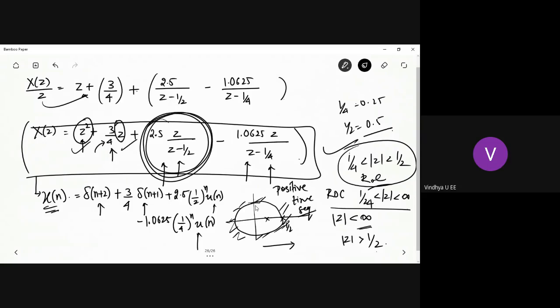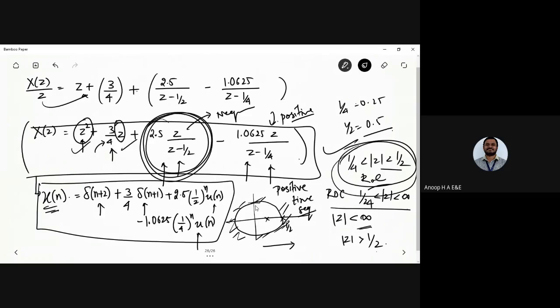Annular region. Wonderful, very good answer. Yes, so that will form an annular region. So mod z would be less than 1 by 2, and I've told you 1 by 4 is less than mod z. Definitely mod z would be greater than 1 by 4. So this one will form the positive time sequence, and this one over here will form a negative time sequence for the given ROC.